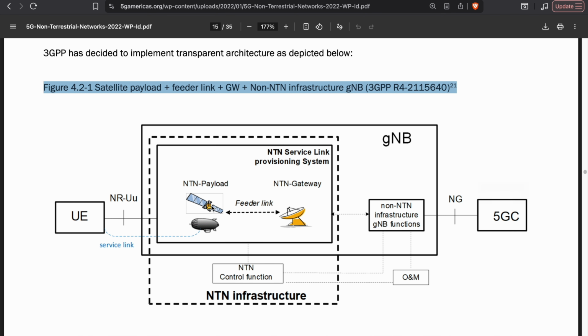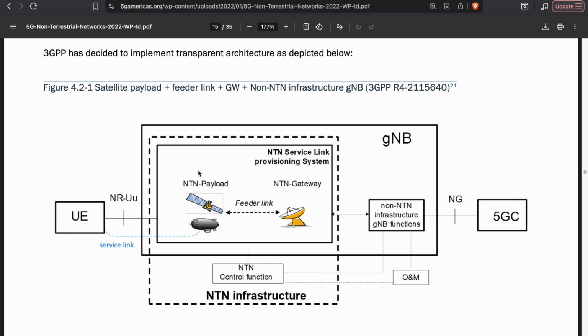Okay, so if you have a look here, now we have zoomed in on the gNodeB itself a little bit. Here you will see we have the NTN payload mainly and the NTN gateway as well. These two basically represent the NTN service link provisioning system, right? And then we also have this NTN control function, and on the right side we have the gNodeB functions, which are basically on the ground. So this is overall how the non-terrestrial architecture looks.